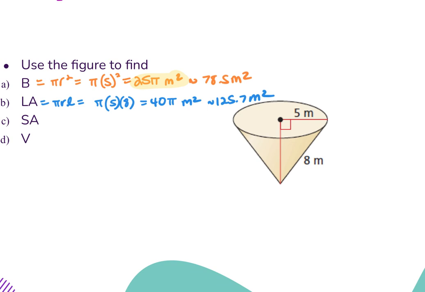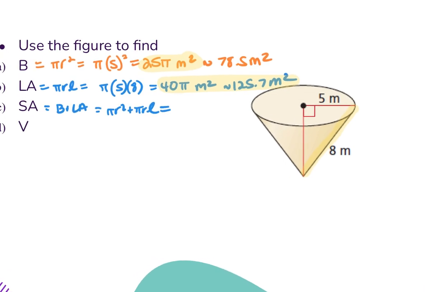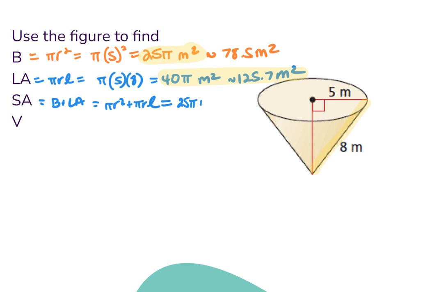So slant height is just the height? No, slant height is the edge, like this on the outside. That's your slant height. Now when we get to volume, we have to find the height. Surface area, we already have the B and the LA, so I could just use those two. It would also have been pi r squared plus pi r L if I break it down. But the base area was 25 pi, and the lateral area was 40 pi, so this would be 65 pi, or 204.2 meters squared.